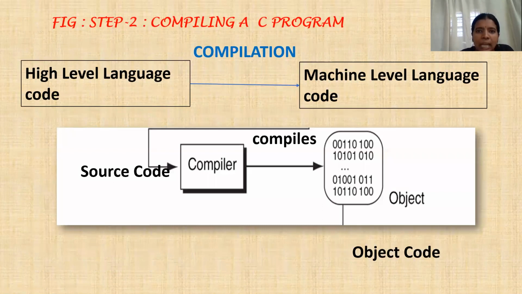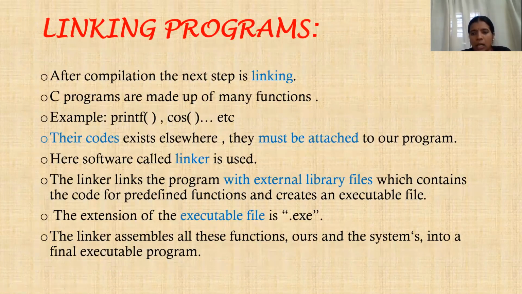So what exactly happens in step two? In step two, a high-level language source code is compiled by a program called a compiler into machine level language code. A compiler takes the source code as input, compiles it and produces object code. This object code, which is the output of the second phase, is given to the third phase called linking. So what is linking?